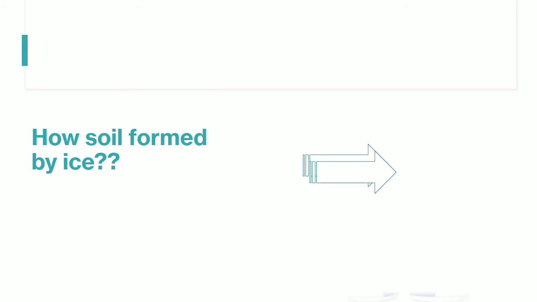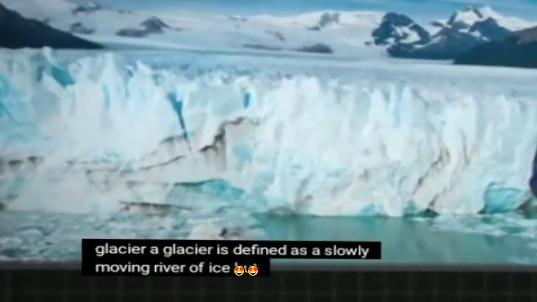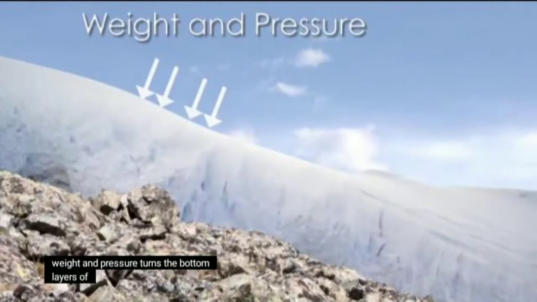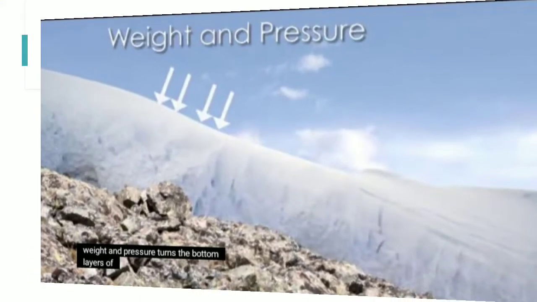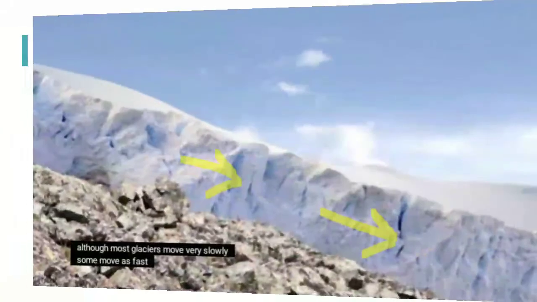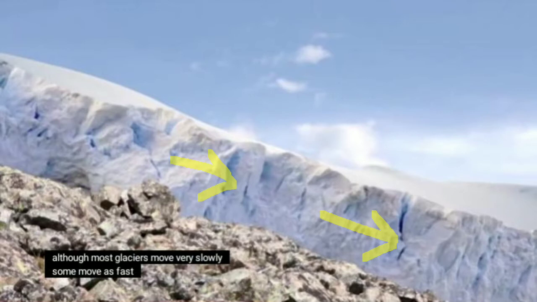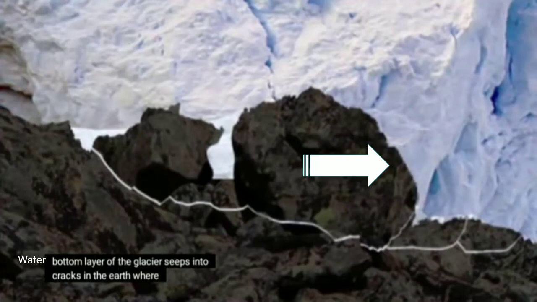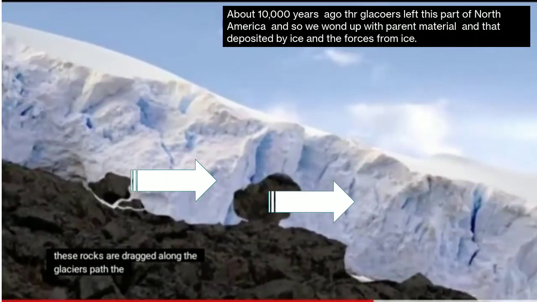How is soil formed by ice? This question will be in your mind. Soil is formed by glaciers. A glacier is defined as a slowly moving river of ice. The weight and pressure created by ice and gravity are combined, and glaciers move slowly. That ice makes cracks in the rock, and those rocks are moved. Thus, they can make soil.